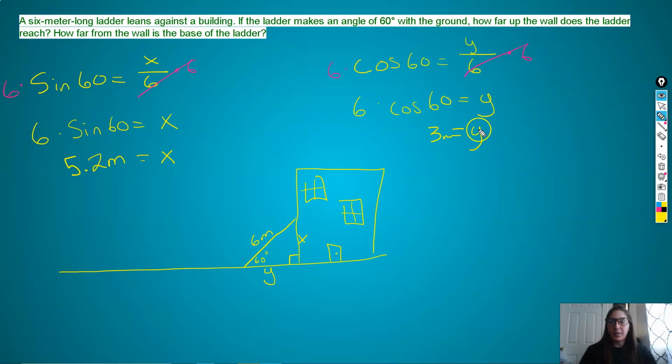Okay, so this was wall to base of ladder, this was height up the wall, right? How do I know that? Because x is what I solved for, and x was this distance here. How do I know this? Because y is what I solved for, and y is this distance here.